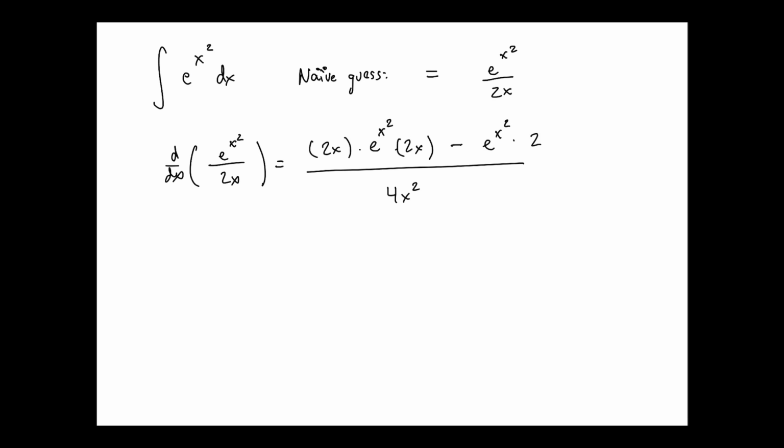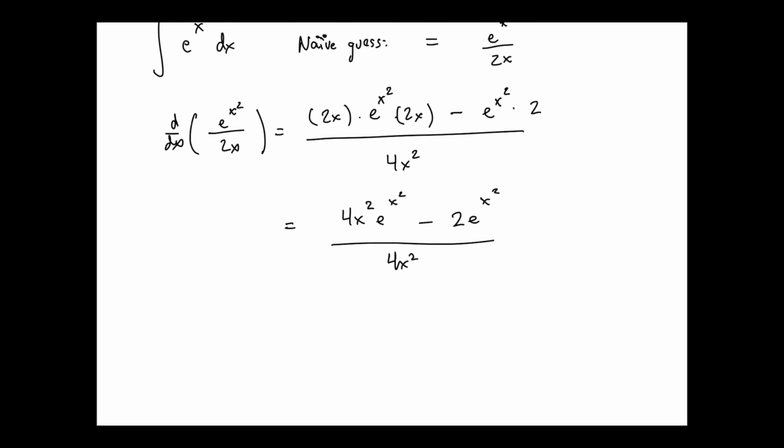And then at this point, we'd want to do some simplification if we could. It's clear right away that this is not obviously equal to e to the x squared, but maybe with some simplification it actually is. So let's clean it up. We have 4x squared e to the x squared minus 2e to the x squared all over 4x squared. Can I just magically cancel those 4x squareds? Nope. Or maybe I could break the fraction up and cancel them, but then I would have that.